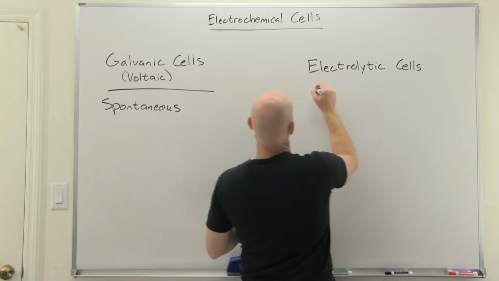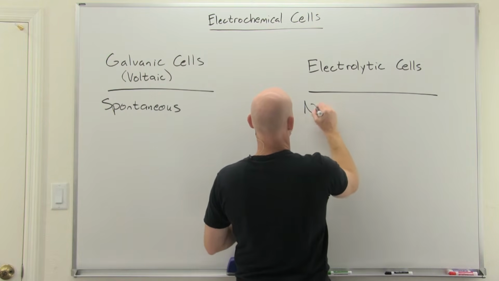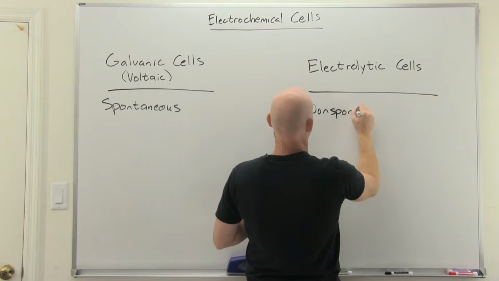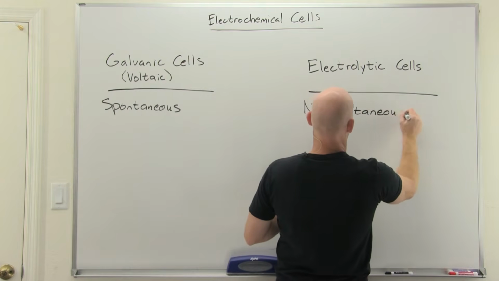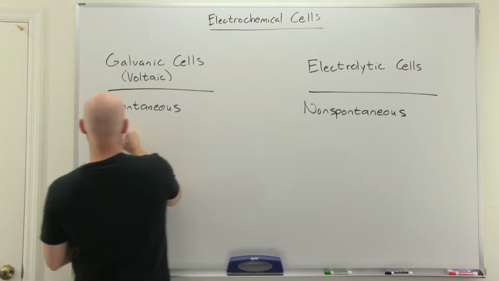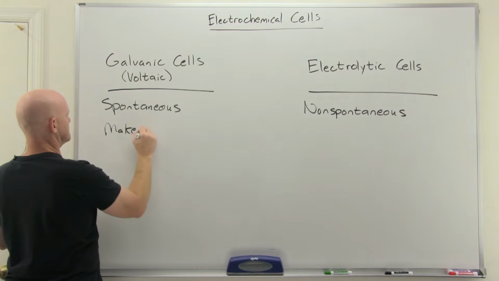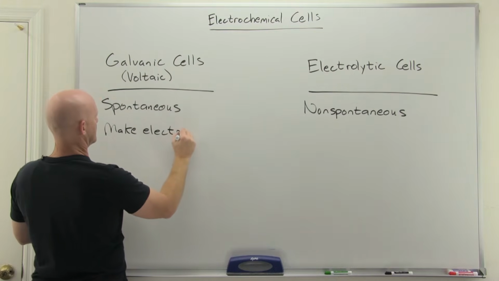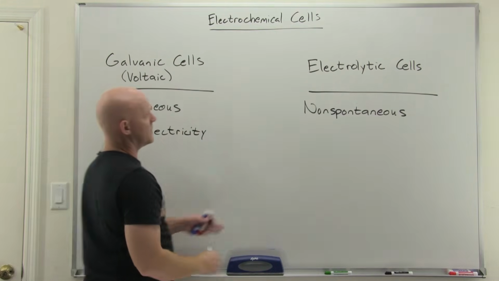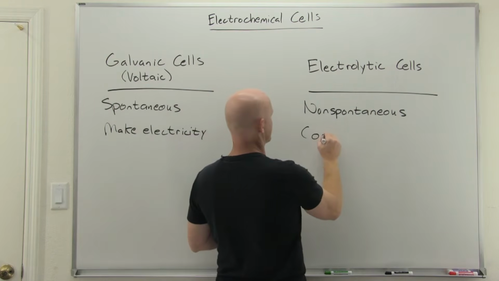Now, an electrolytic cell, on the other hand, is non-spontaneous. And instead of making electricity, it's not a really great description, but I'm going to run with it. An electrolytic cell is actually going to consume electricity.